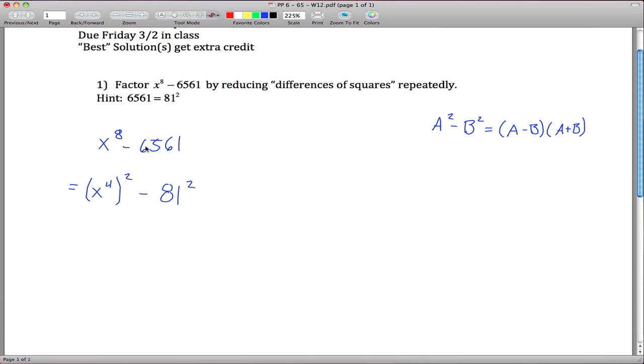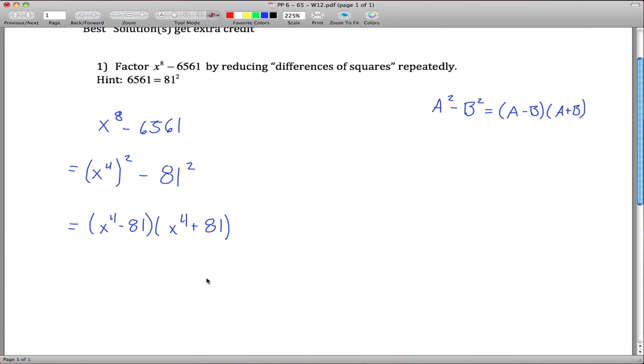So if you recognize, really this is just a difference of squares. It just looks a little bit different. So the a in this case is x to the 4th, and the b is 81. So I can write this as x to the 4th minus 81 times x to the 4th plus 81.